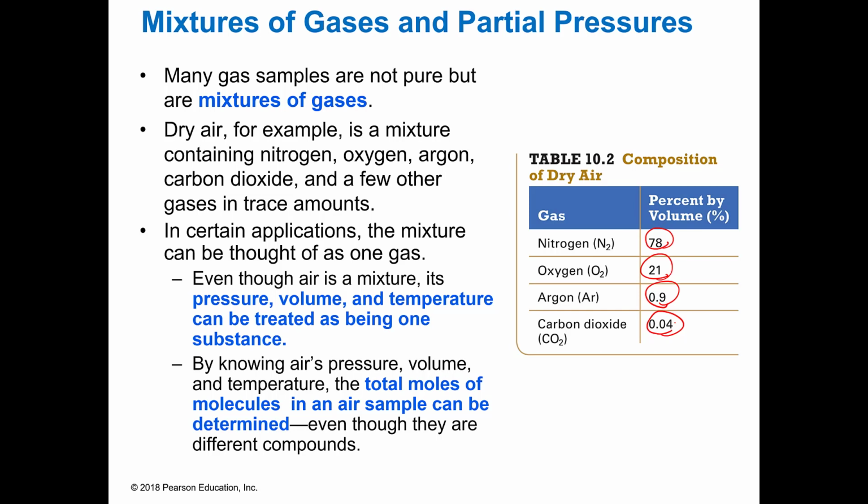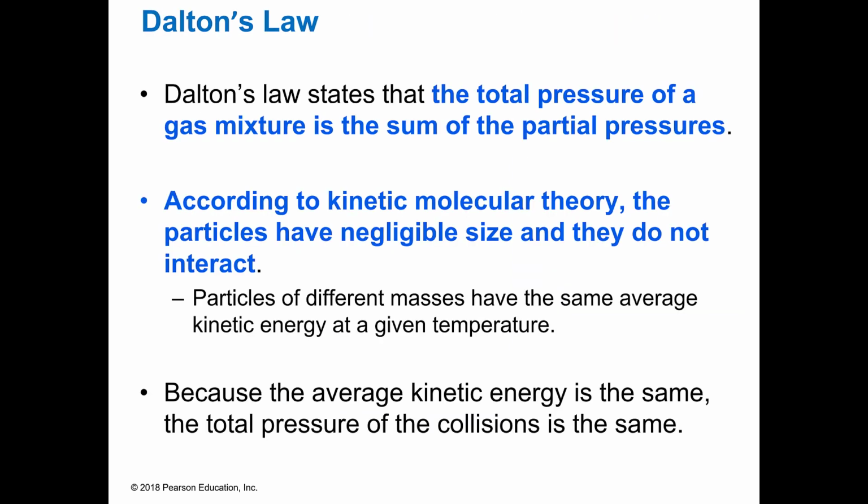Since it's a mixture, the way gases work is they're not really interacting with each other. They're just mixing and trying to get as far away from each other as they can. So even though it's a mixture, we can look at its pressure, volume, and temperature as being one thing because it's all mixed homogeneously together. If we know the pressure, volume, and temperature, then the total moles in the air sample can be determined even though there are different compounds. And we use these molar fractions, as we're going to see, in order to do that.